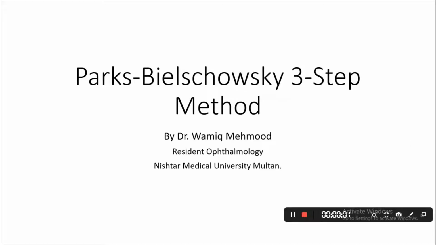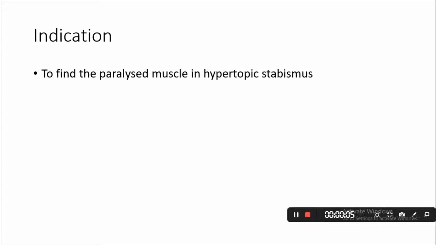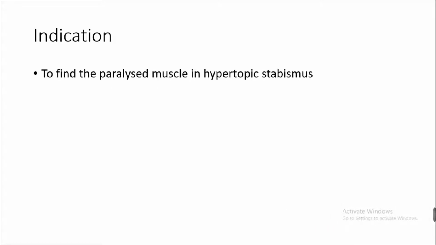Hello and assalamu alaikum. Today we will study Park's three-step method to find out the paralyzed muscle in case of vertical strabismus or hypertropic strabismus.